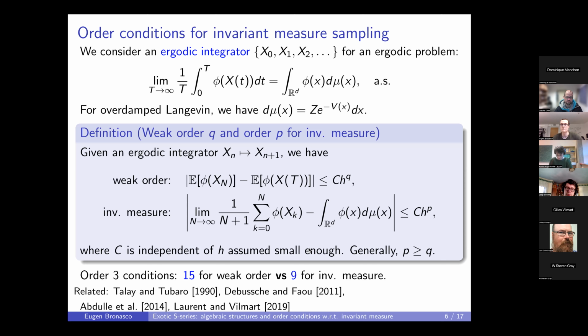So if you're interested in computing or approximating an invariant measure, you can actually take an integrator which has a high weak order, and it would work. However, you would be restricted a lot, because if you compare the conditions for the order with respect to invariant measure and the weak order, you have much more freedom if you focus on the order with respect to invariant measure, right? So if you don't require it to be of a certain weak order. For example, there are 15 weak order conditions for order 3 and 9 order conditions for the invariant measure. So we have more freedom if we focus on the order with respect to invariant measure.